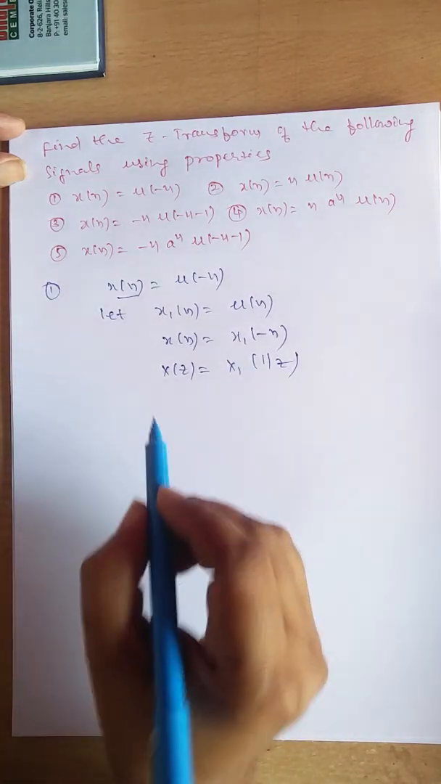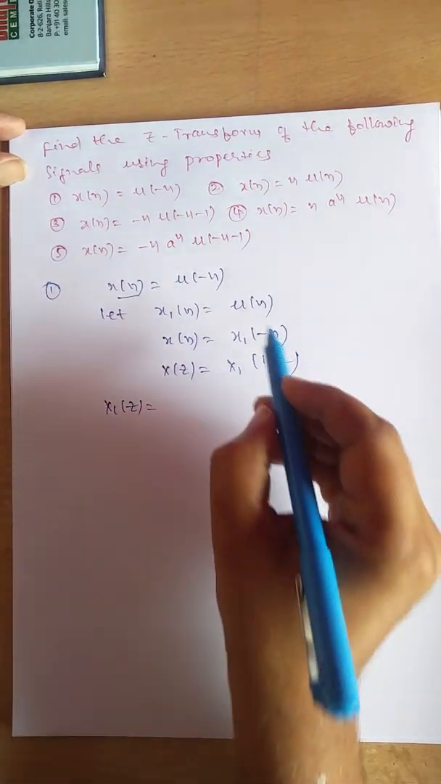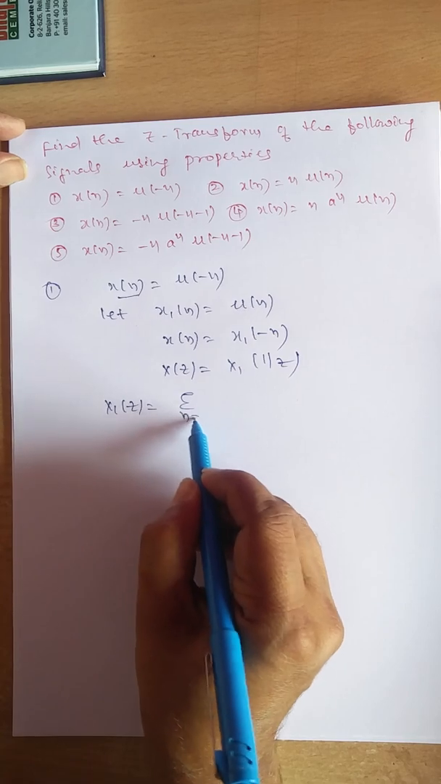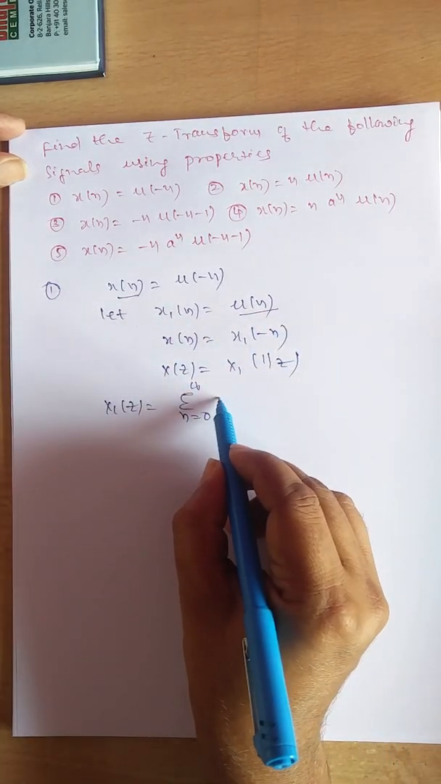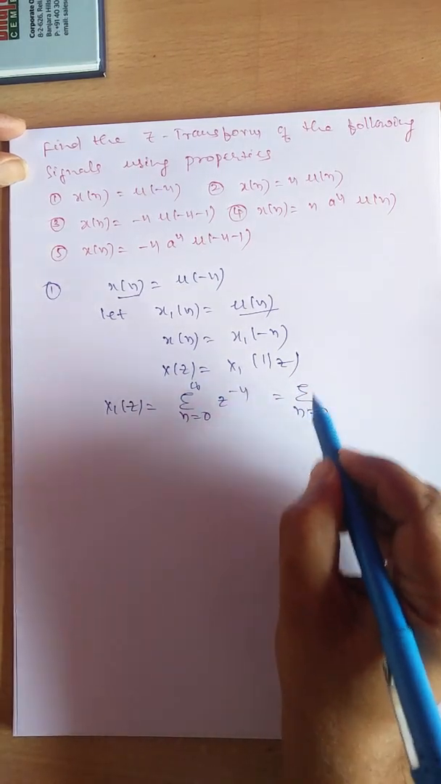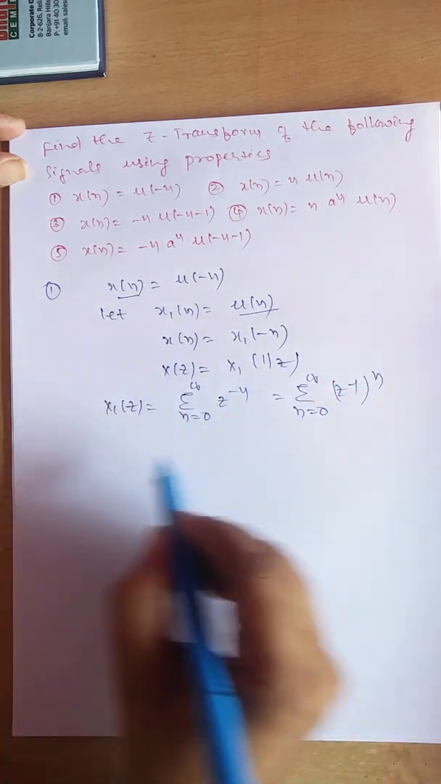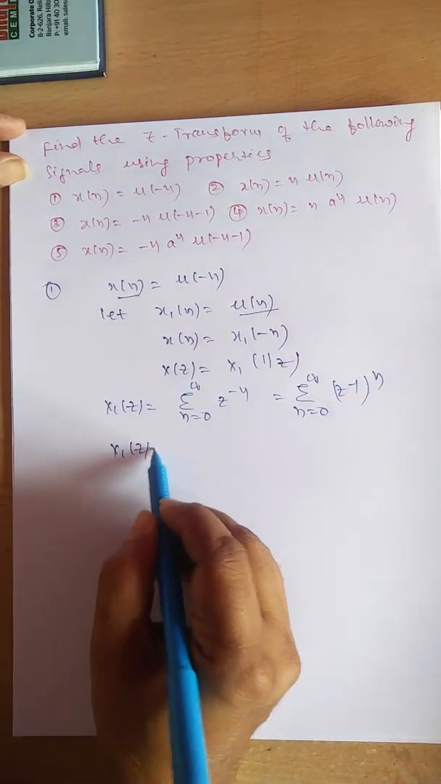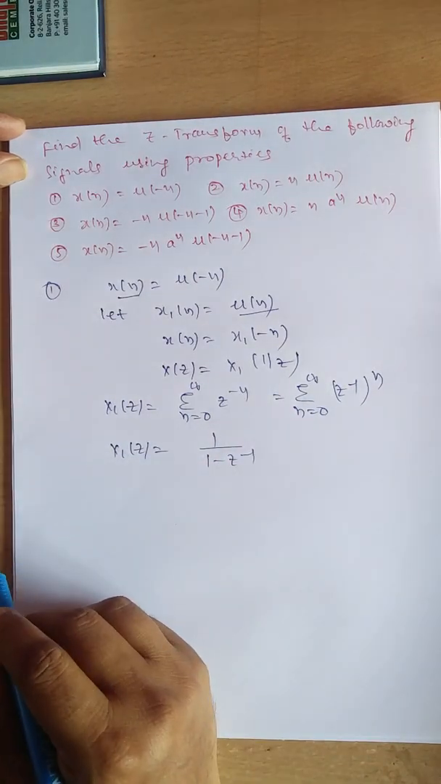Now, what is x1 of z here? x1 of z is equal to summation of n from 0 to infinity u of n, its value is 1, into z to the power of minus n, that is summation of n from 0 to infinity z to the power of minus 1 whole to the power of n, that is x1 of z is equal to 1 divided by 1 minus z inverse.